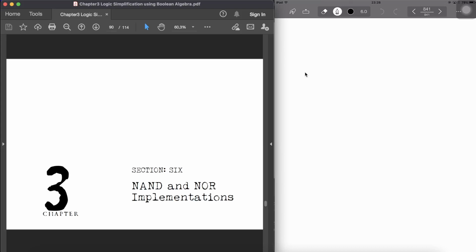Okay, there are a couple of exercises after the K-maps, but you can try them if you want, but I'll prefer to solve them during the live lecture. So I'll skip those and jump to section 6, NAND and NOR implementations.